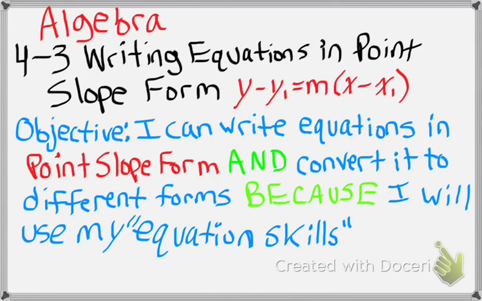So our objective is, as the student, I can write equations in point-slope form, and I can convert it to different forms because I will use what I call equation skills. Meaning, everything we're going to do, we're going to put it in this form first, because this form is our friend. It converts to every other form. So there's no reason to learn another way. I'm teaching you one way that works for all linear equations. You can start all of them just like this. Let's take a look.